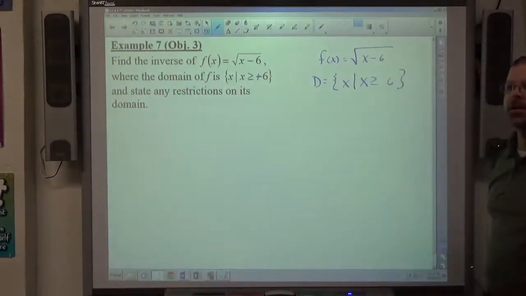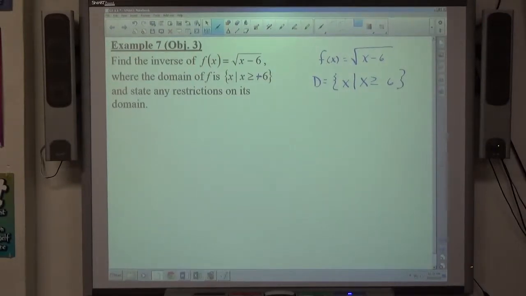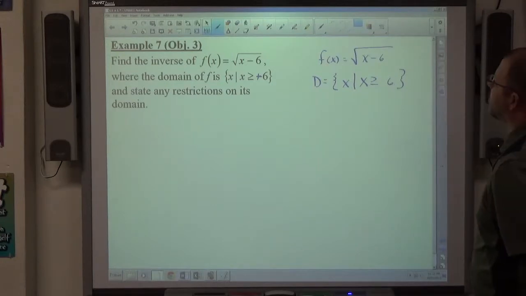I'm going to blame the book, even though I'm the one who typed it. I put that minus sign. Yeah. Anyway, it should be positive 6 there.